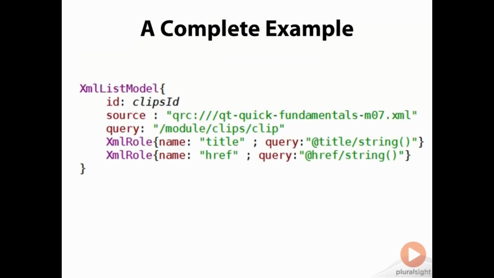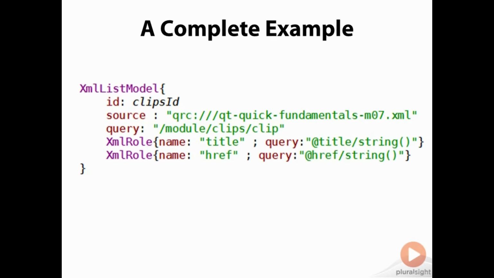I think it will help to look at a complete XML list model example so you have a roadmap for the discussion that will follow. Here it is. You can see the source is set to a file in the resource area. There is an XPath query on the XML list model itself that will return a list of clips. And this example has 2 XML roles, one that pulls out an attribute of title and one that pulls out an attribute named href, also with an XPath query. So there are 2 query locations, one at XML list model and one for each XML role that you want.